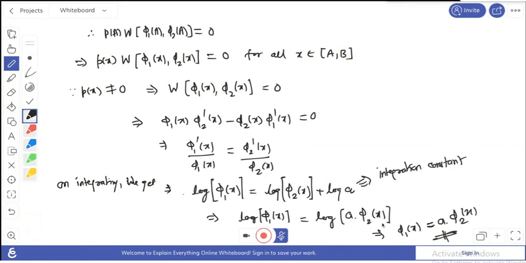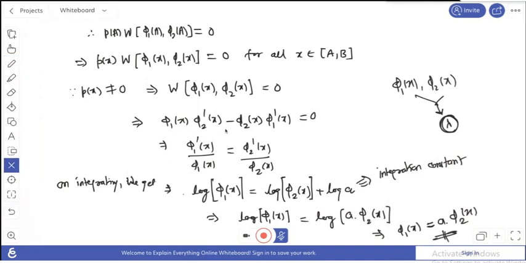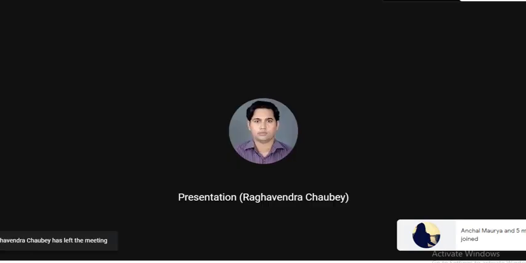So the result is that if phi 1 and phi 2 are two eigenfunctions corresponding to the same eigenvalue lambda, then these two are dependent, and also the Wronskian of them is constant. In the next page, we do a numerical depending on the boundary value problem.